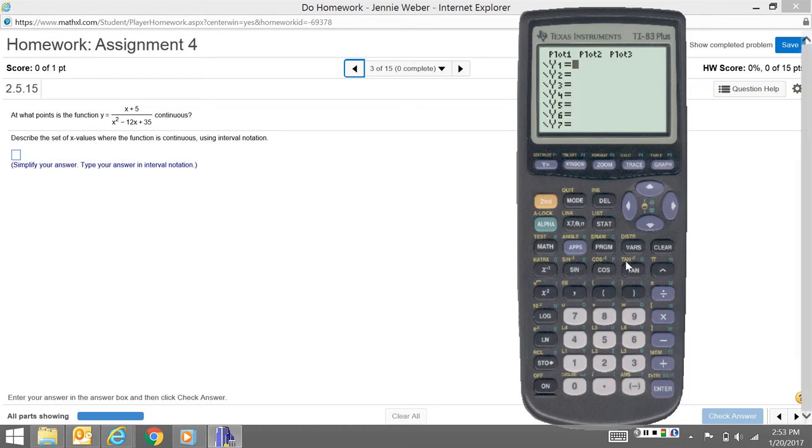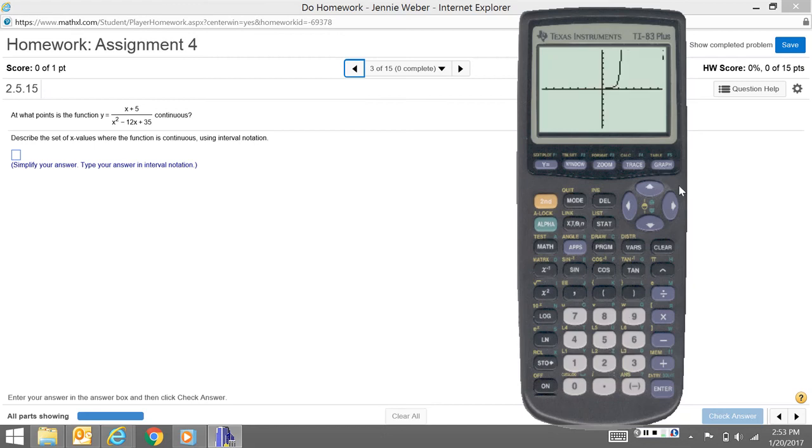Okay, so I'm going to start by graphing this. So I'm going to go y, and I'm going to put this in. I always put these in top and bottom in parentheses, so in that way I make sure that it does it in the right order. X squared minus 12x plus 35. Okay, and then I'm going to go to graph.